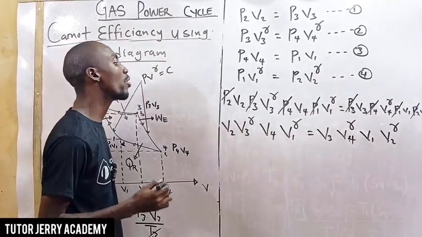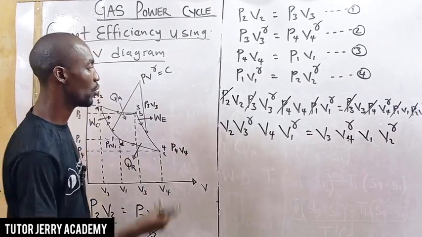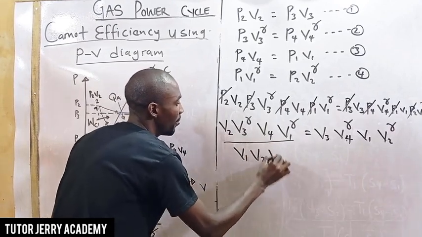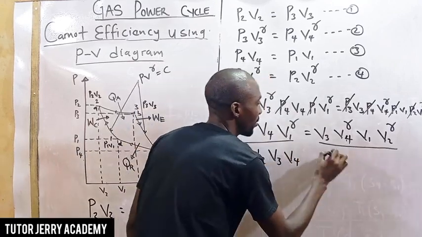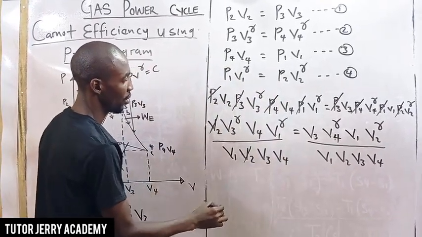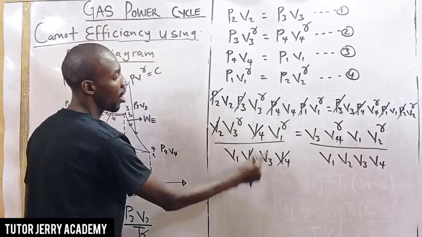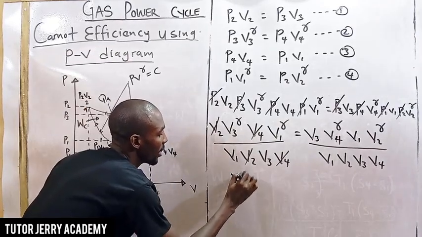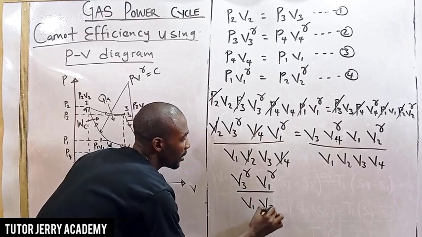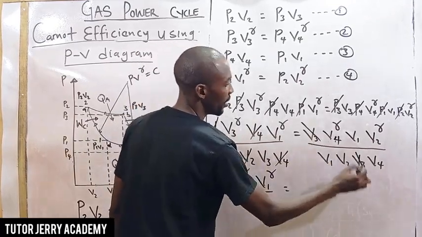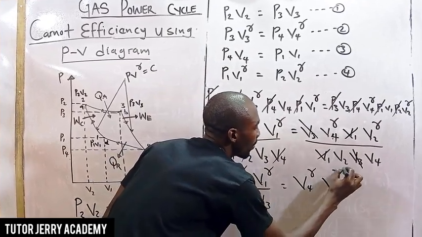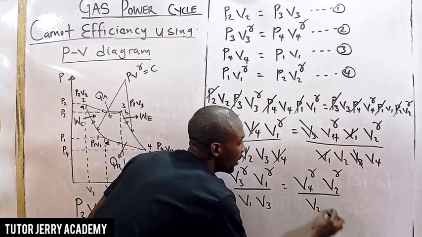Now the next thing is we are going to be dividing both sides by V1, V2, V3, V4. So V2 will go with V2, V4 will go with V4. Then we'll be having V3 gamma all over what? V3 gamma, then V1 gamma all over V1 multiplied by V3, which is equals to, here V3 will go with V3, V1 will go with V1. Then we'll be having V4 to the power of gamma, V2 to the power of gamma, all over V2 and V4.